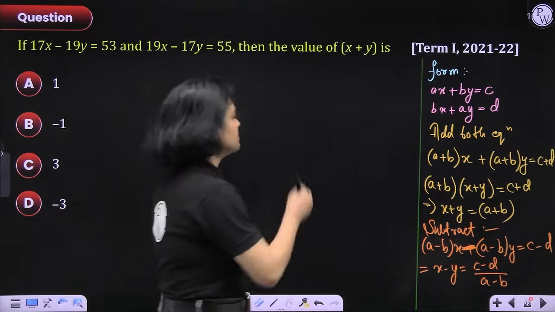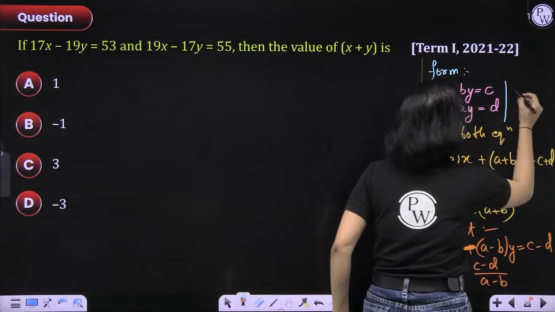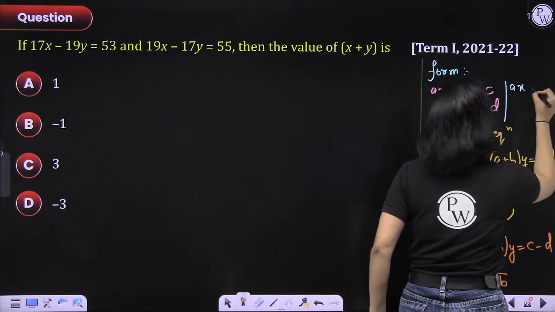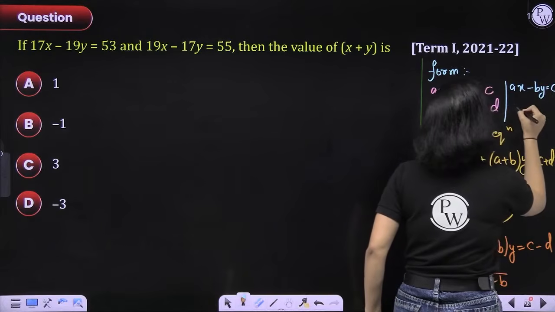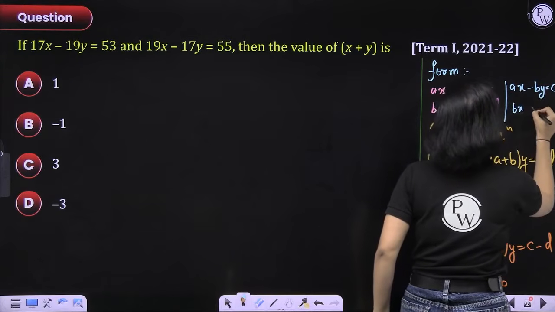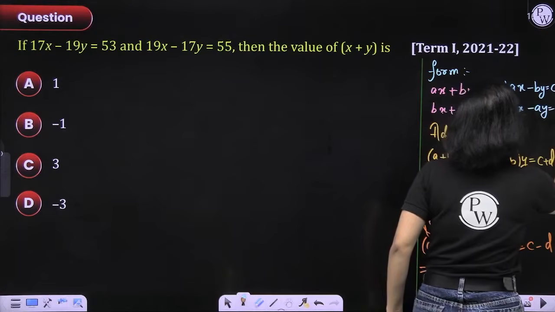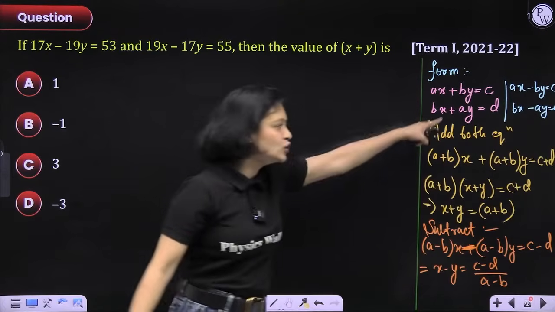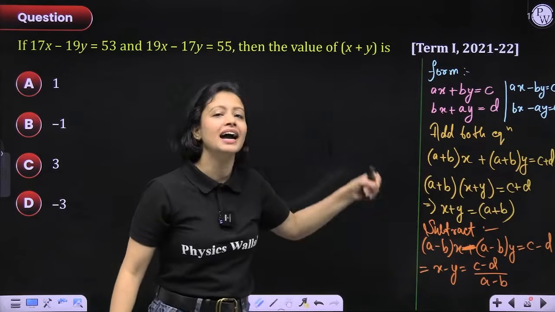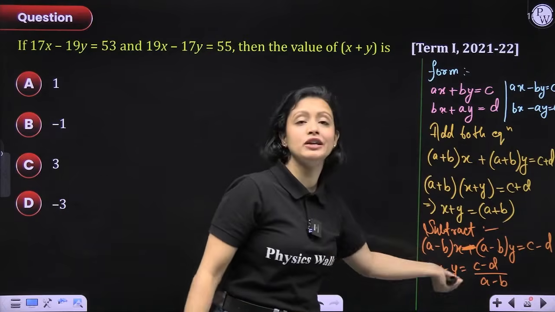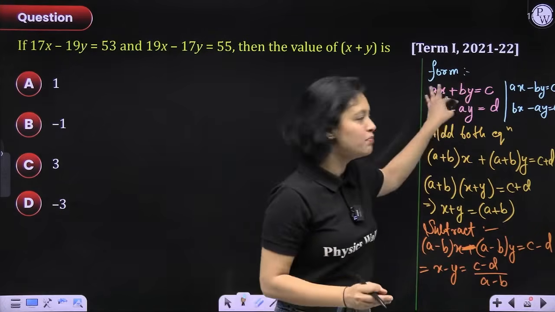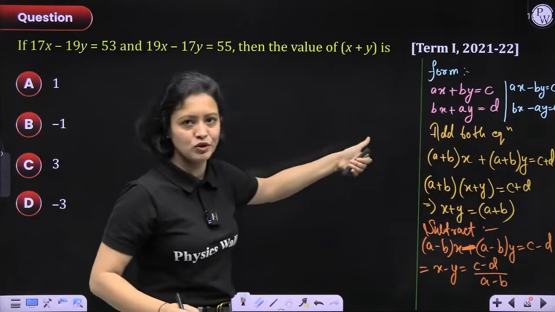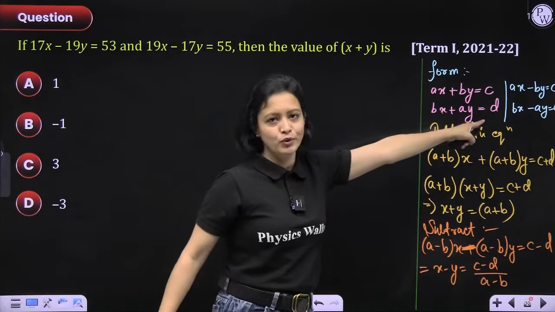But still, remember, if you have a form like ax minus by equals c, and then bx minus ay equals d, if this is the form, then you can use this same method and your equations will be reduced to something simpler which is easier to solve. So remember, for both of these, this will be true. This is of the second form, you can clearly see.